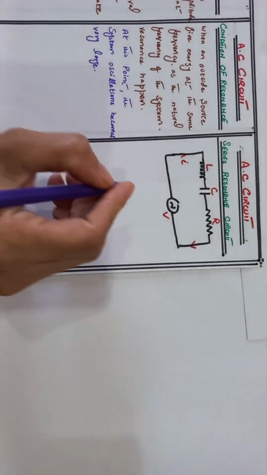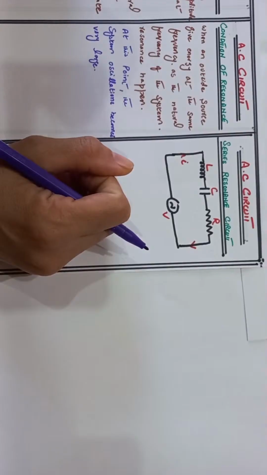Now we discuss the series resonance circuit. A series resonance circuit is made with an inductor, capacitor and resistor which are connected in series.